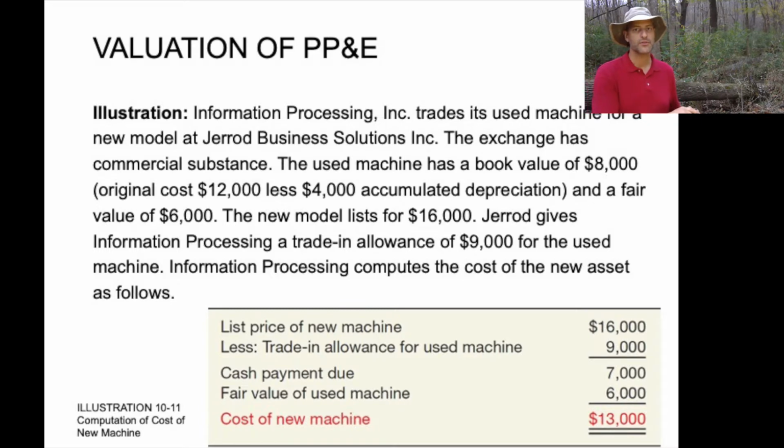Now, Information Processing computes the cost as follows. The list price was $16,000 minus the trade allowance of $9,000, which gives us cash payment due of $7,000. Now, $7,000 is the cash that's going to be due. The fair value of the used machine was $6,000, which means the cost of the machine is actually $13,000. It's the cash due plus the fair value of the used machine. So the amount you paid plus the fair value of what you gave up gives you the total cost of the new machine. So Information Processing records this transaction as follows.